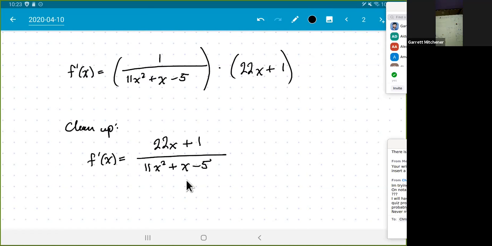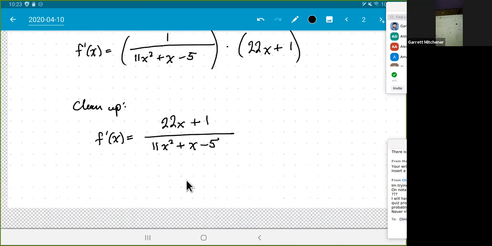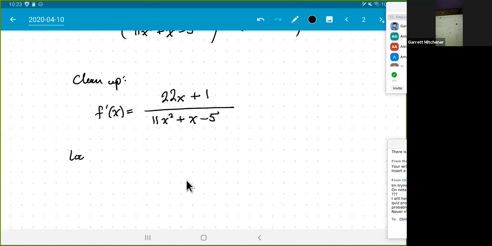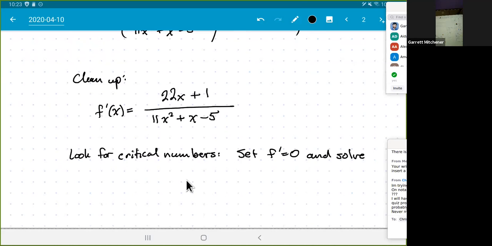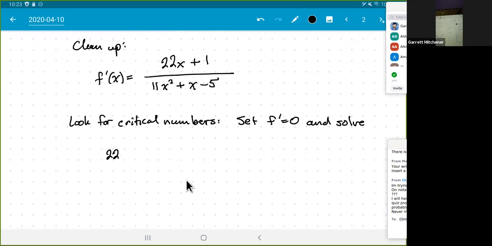Okay. Next step is let's look for critical numbers. So to do that, we've been doing that for a while now since chapter 3. We'll set f prime equal to 0 and solve. Okay, so 22x plus 1 over 11x squared plus x minus 5 equals 0.